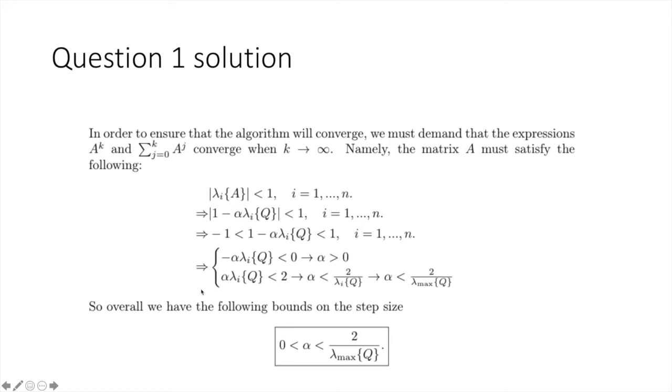And then what does that mean for us? That we need minus alpha lambda i of Q to be smaller than 0, meaning that alpha has to be larger than 0 itself, and alpha lambda i of Q has to be smaller than 2. That means alpha is smaller than 2 divided by lambda i of Q for every i. That means alpha is smaller than 2 divided by lambda max of Q, because that is true for every i. And so alpha needs to be between 0 and 2 divided by lambda max of Q.